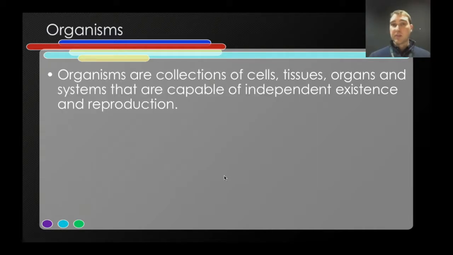So what is an organism? An organism is a collection of cells, tissues, organs and systems that's capable of independent existence and reproduction. So you're an organism. We're going to focus on how types of cells can join together to make tissues, how different tissues can join together to make organs, and how different organs can join together to make body systems.